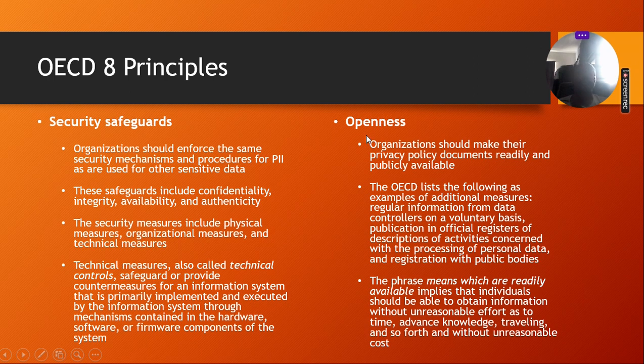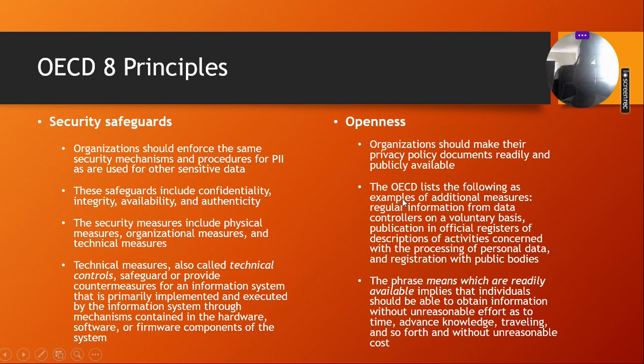Then number 6, openness. Organizations should make their privacy policy documents readily and publicly available. We can read them online. This is super. We have to make them available. We can go through your privacy policies on your website, so we can read them. This is how much openness we are talking about.